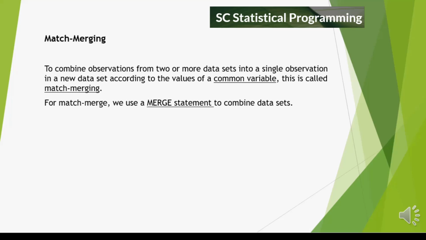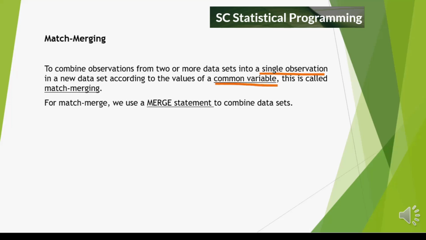So far in this session, we've combined data sets based on the order of the observations in the input data sets. But sometimes we need to combine observations from two or more data sets into a single observation in a new data set according to the value of a common variable. This is called match merging.